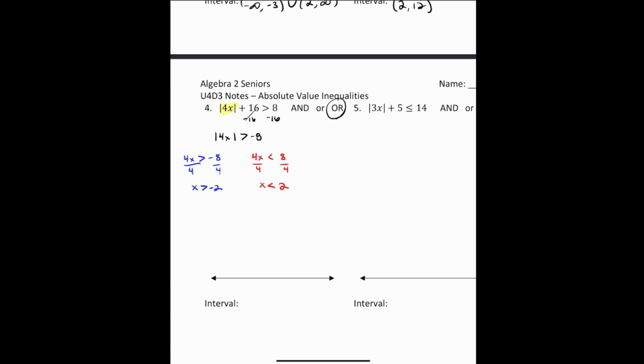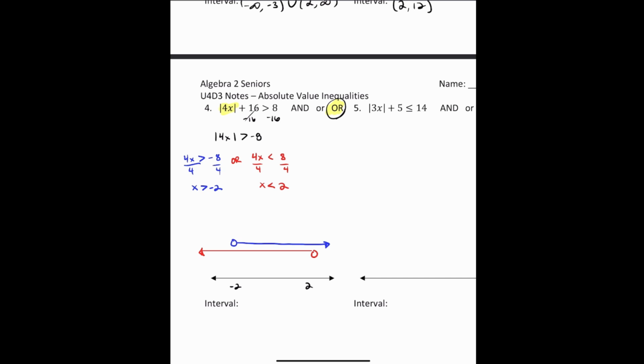So the main characters are negative 2 and 2. So looking at x is greater than negative 2, it's an open dot, and we're shading to the right. Whereas x is less than 2, it's an open dot, shading to the left. So since we have an OR problem, we're looking at all of the x values involved.